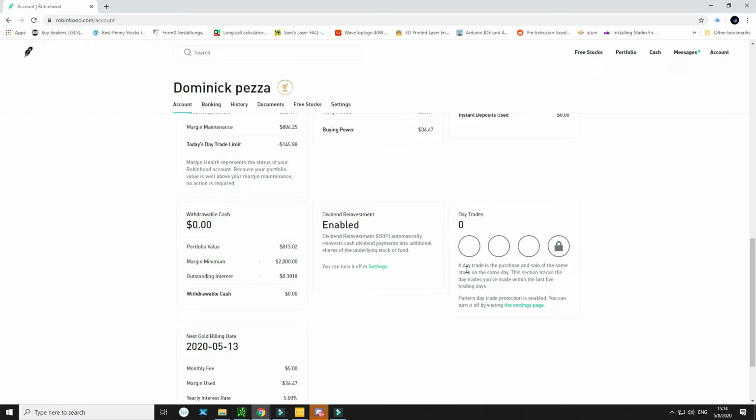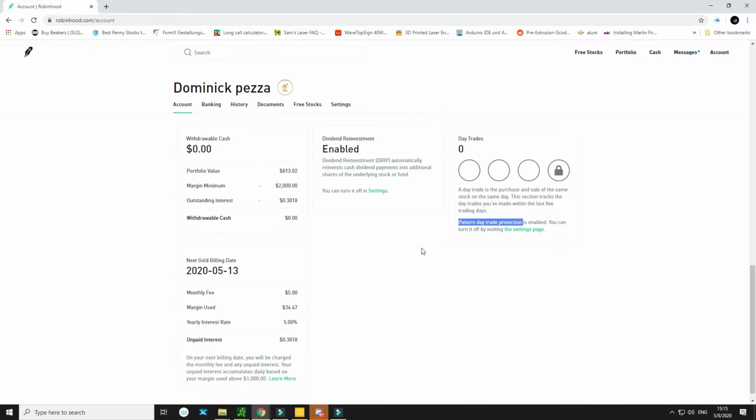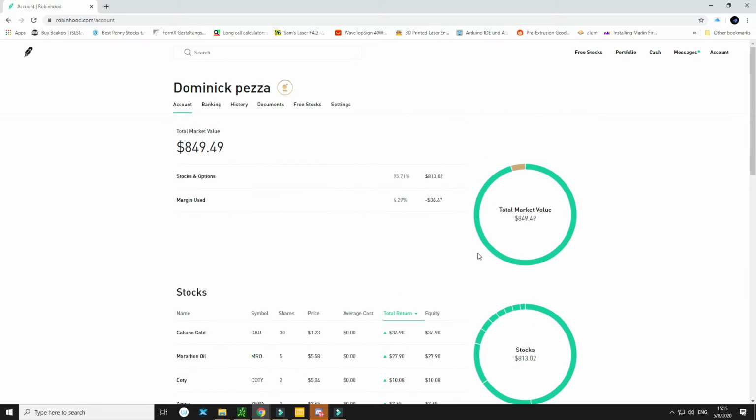You have to pay attention to the PDT rule. Pattern day trading protection is enabled for me. If you go over 3 trades in a 5-day period, you can be flagged as a day trader, so pay attention to how many day trades you have. A day trade consists of buying and selling the same exact day. If I buy today and sell tomorrow, it's not considered a day trade. You can also have a margin account.